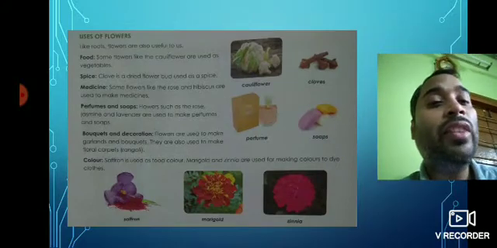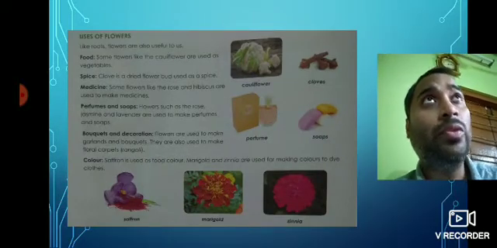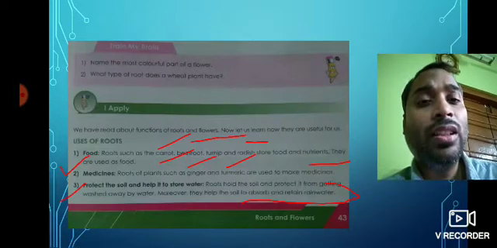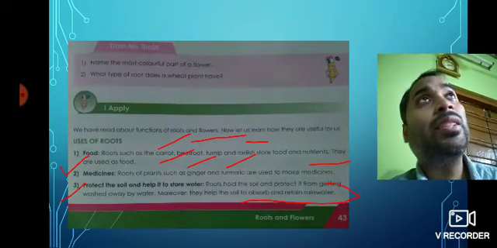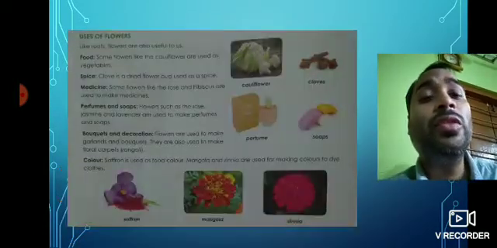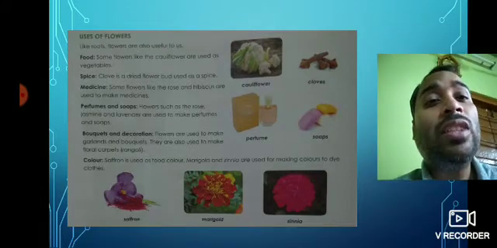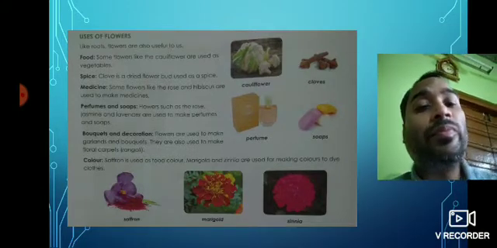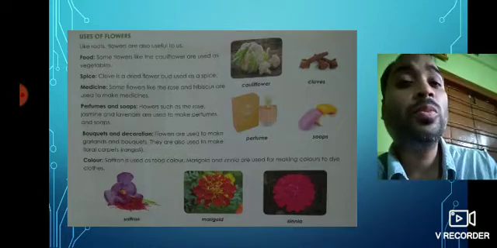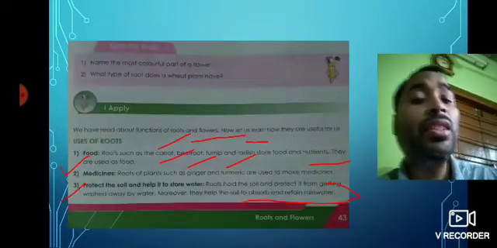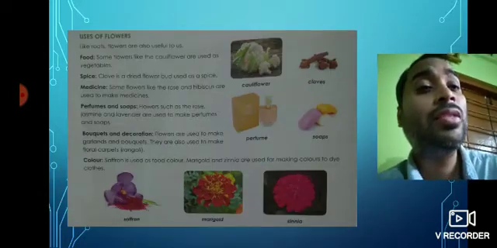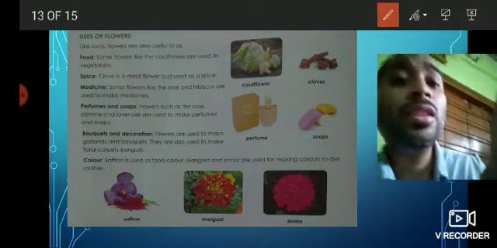So, uses of flowers, how flowers are useful. The way roots are useful to us, similarly flowers are also useful to us. Like roots, flowers are also useful to us. Now, roots also provide food. Some of the roots do, and similarly, there are certain flowers which can also be used as food.